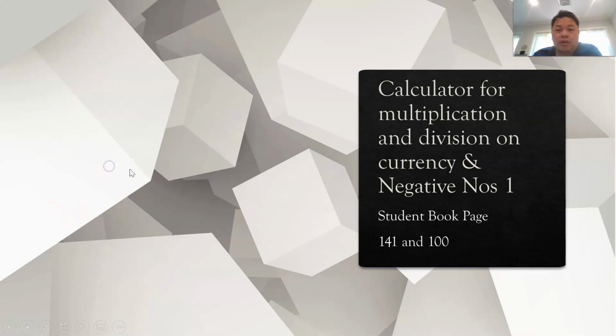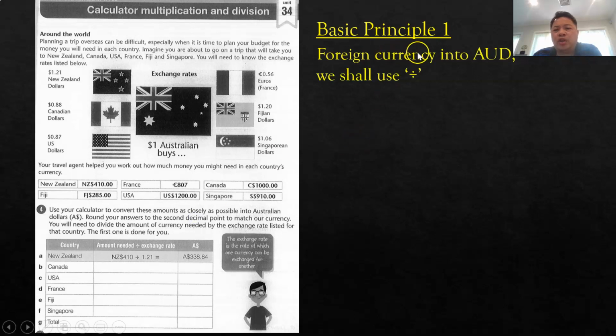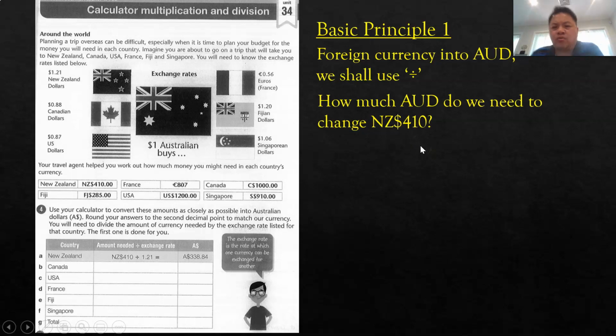So moving on, calculators. One of the basic principles of conversion of money: whenever you need to convert a foreign currency into Aussie dollars, you always use a division sign. For example, how many Aussie dollars do we need to change into 410 New Zealand dollars? You have New Zealand dollars, that's the amount you need here, and the exchange rate is 1.21, so that's why you divide by 1.21. So you only need $338.84 to change into $410 New Zealand dollars.